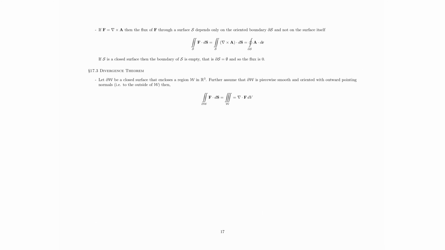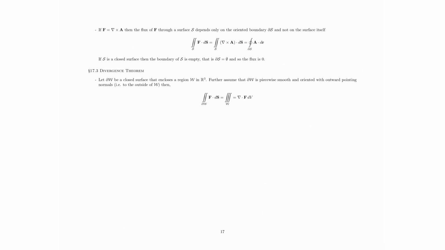And this also shows us that if our surface is closed, so think of like the surface of a sphere, it's closed. There's no way to go from outside to inside unless you poke through. So if you have a closed surface, then the boundary of S is empty. It doesn't have a boundary. So if this is empty, then the double integral over something that's empty is 0.